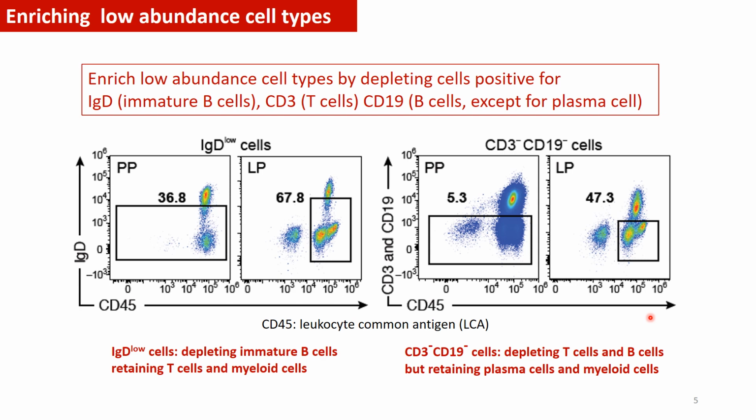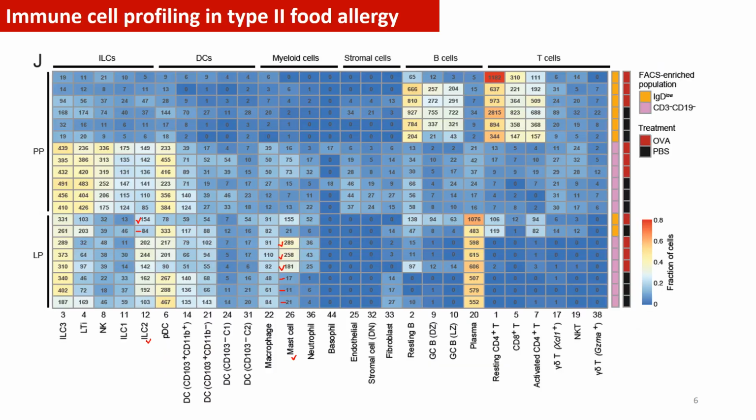You might wonder what the purpose of this enrichment process is. As you know, Peyer's patch is a secondary lymphoid organ enriched with T cells and B cells. It would be difficult to detect minor cell types under such conditions, and so the authors use a flow cytometry gating strategy to exclude immature B cells or both T and B cells in order to enrich low abundance myeloid lineage.